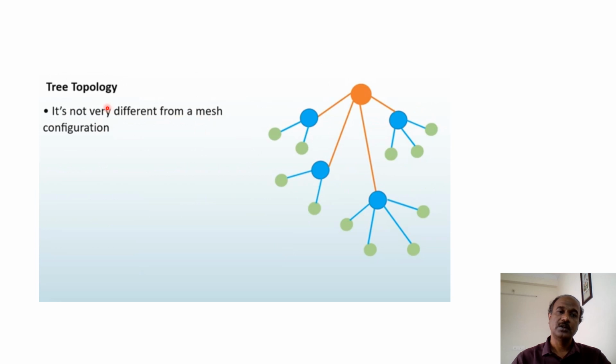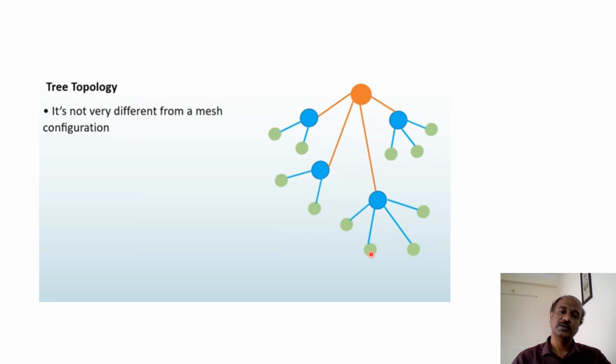And the third one is called tree topology. It is very similar to your mesh topology. There is a ZigBee coordinator here at the center. In the tree fashion there will be branches, and each branch will have a ZigBee router. And to these routers, end devices will be connected.